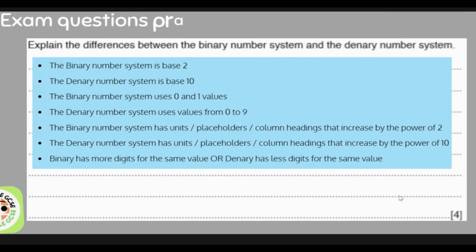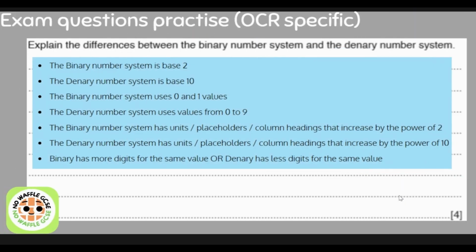Okay, so things you could have put in your answers. The binary number system is base 2. The denary number system is base 10. The binary number system uses only 0 and 1 values, whereas the denary system uses values from 0 to 9. The binary number system has units or placeholders or column headings that increase by the power of 2, whereas the denary has the same thing but it increases by the power of 10. And binary has more digits for the same value, whereas denary has fewer digits for the same value.